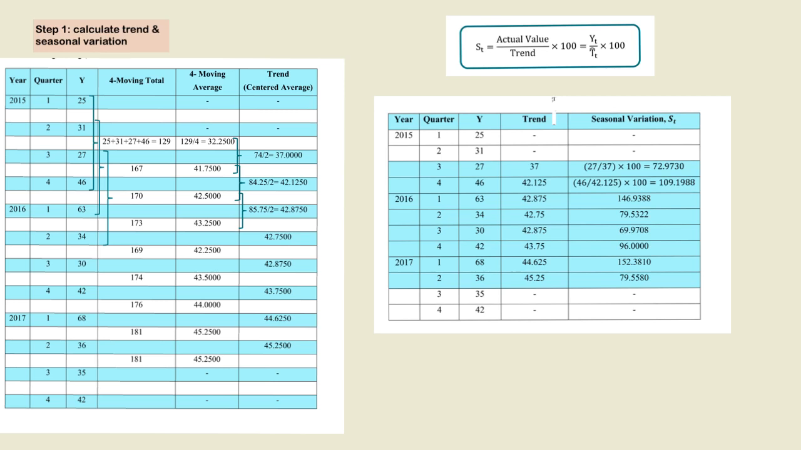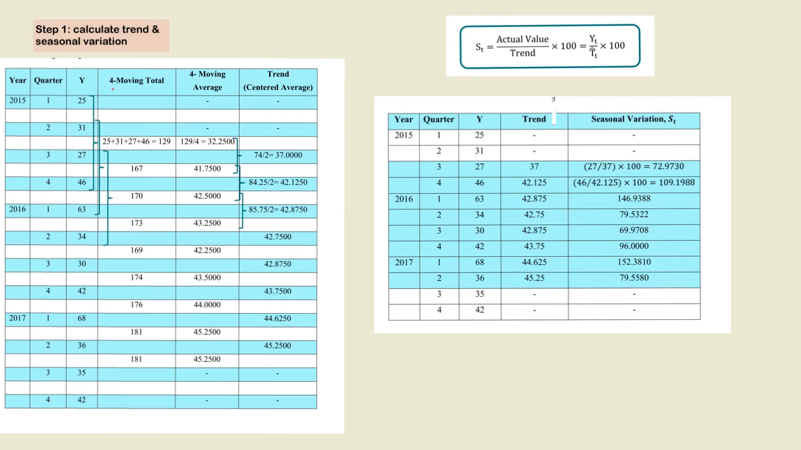First of all, you need to draw this table. During a final examination, you need to draw this table. The first column should be year and then quarter. And then Y is the data that you have in the previous table, or the question will give you the data. So the first one, we have year 2015. For quarter 1, the value is 25. And then for the next quarter, second quarter, we have 31. So you need to write all the values of Y into this table.